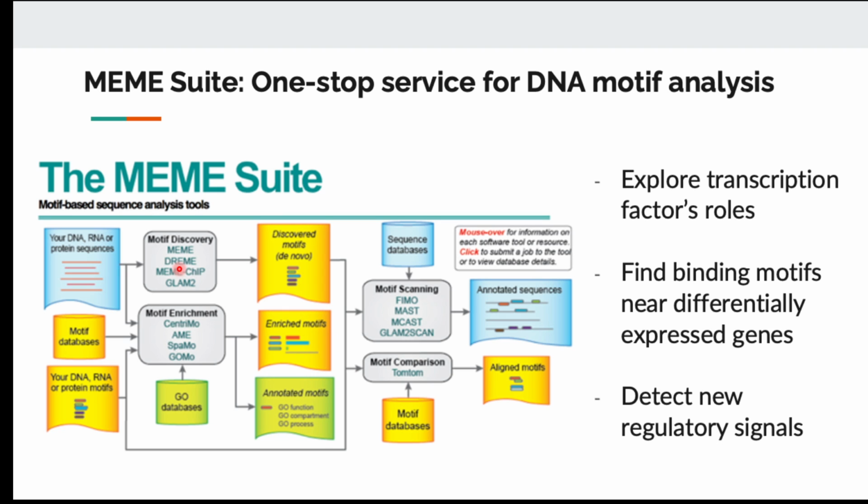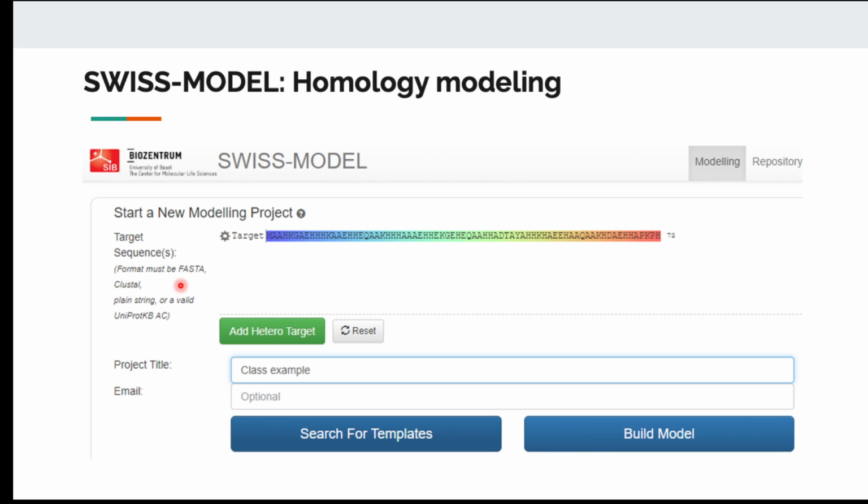So you can run these tools online, or you can download them and run on your computer as well. Okay. The next tool is Swiss model. So if you want to predict protein 3D structure, before using AI like AlphaFold, if the protein that you are interested in has a similar protein with known structure that has been analyzed in the past, Swiss model can perform homology modeling.